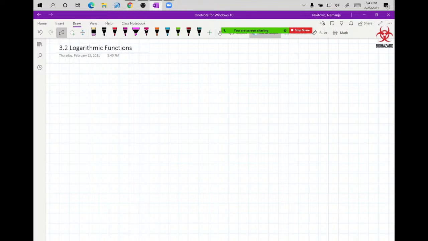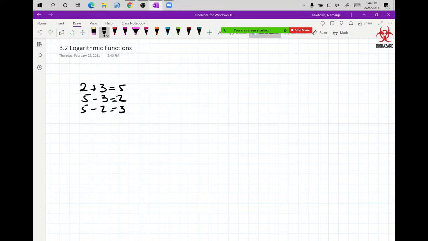The goal for today is to learn about logarithmic functions. Last class we learned about exponential functions, and now we're going to learn about logarithmic functions. But wait a second, because we first need to learn about logarithms in general. The way I go about it is I say 2 plus 3 is 5, 5 minus 3 is 2, and 5 minus 2 is 3.